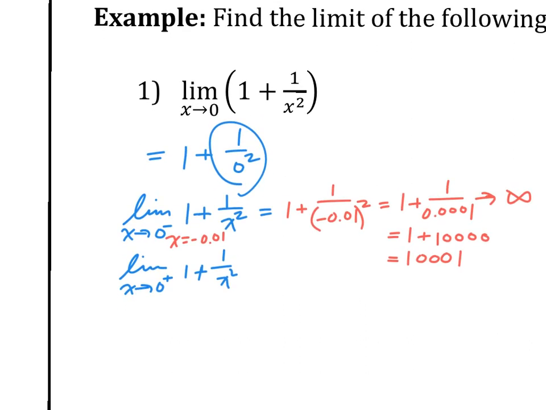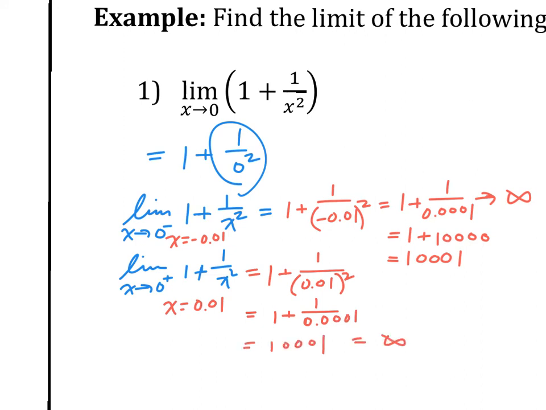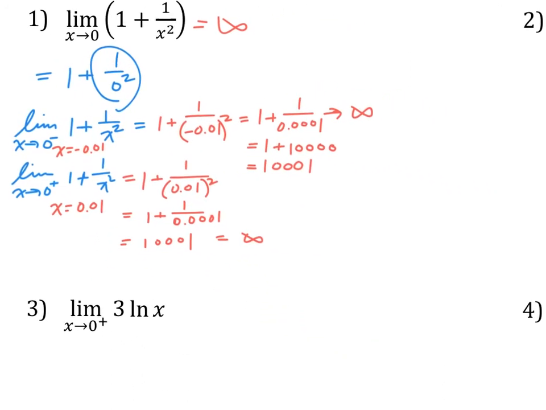All right, so let's try this one. When x is going to 0 from the positive side, we're going to use that same number, except the positive version. So this is 1 plus 1 over 0.01 squared. And so we're going to get that same thing. That tells me it's also going to infinity. So for this one, the limit is going to infinity for both sides. Okay, let me just show you one more.